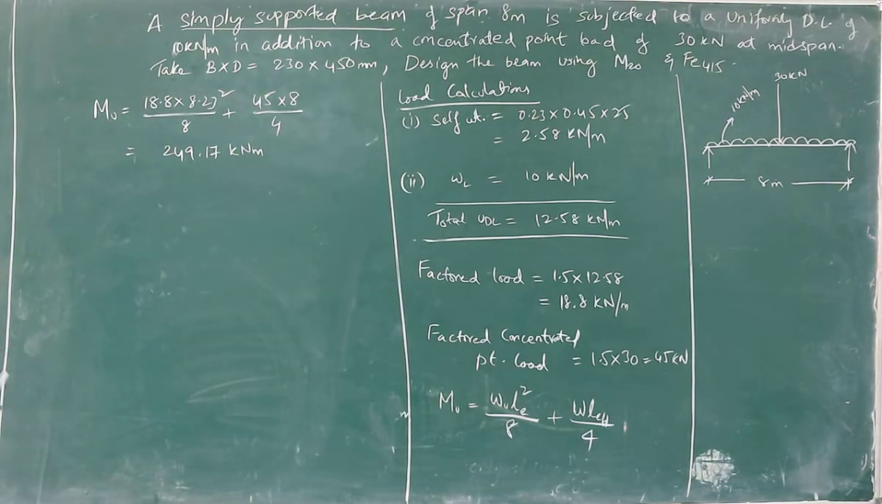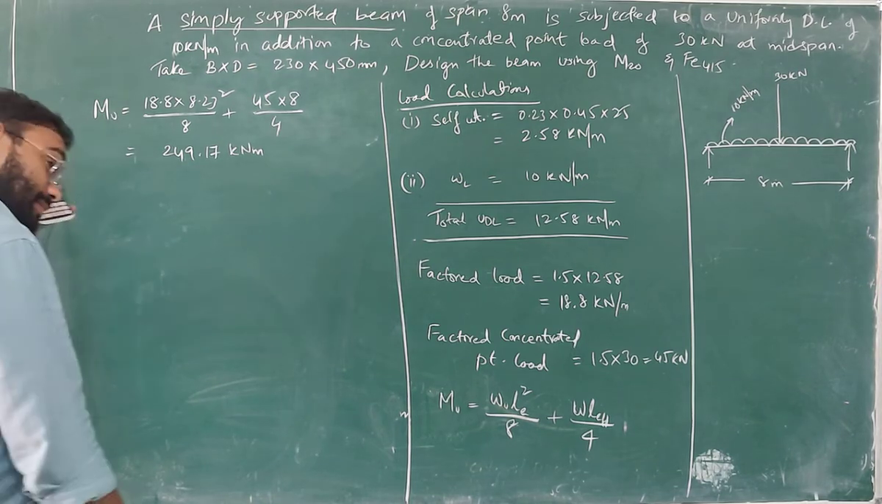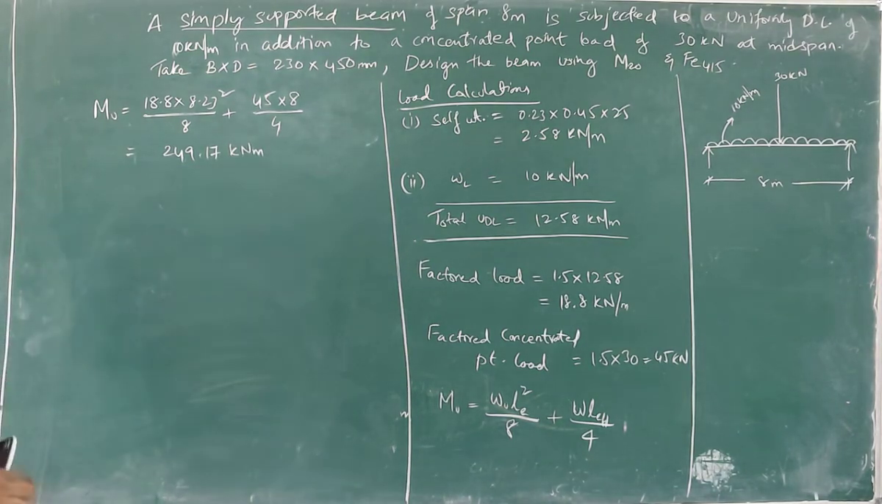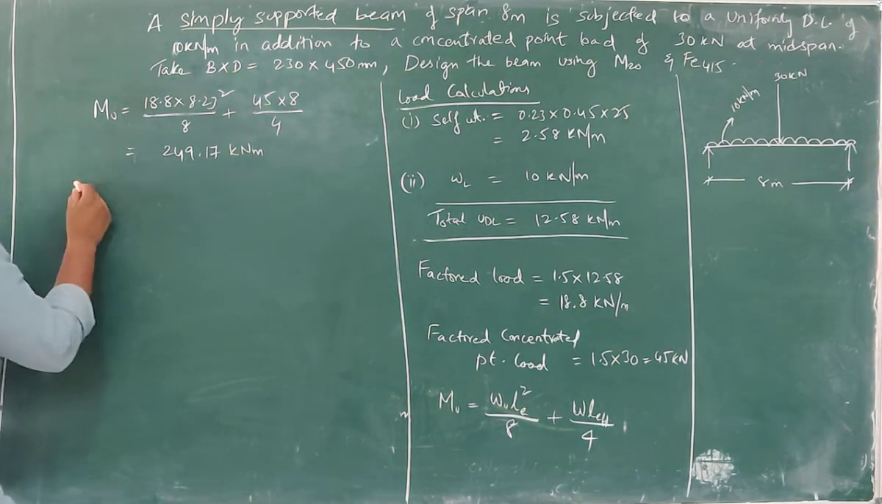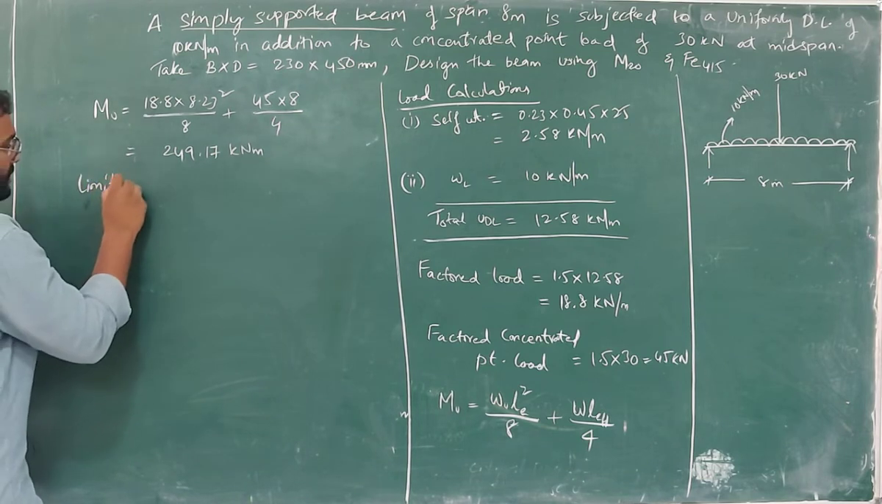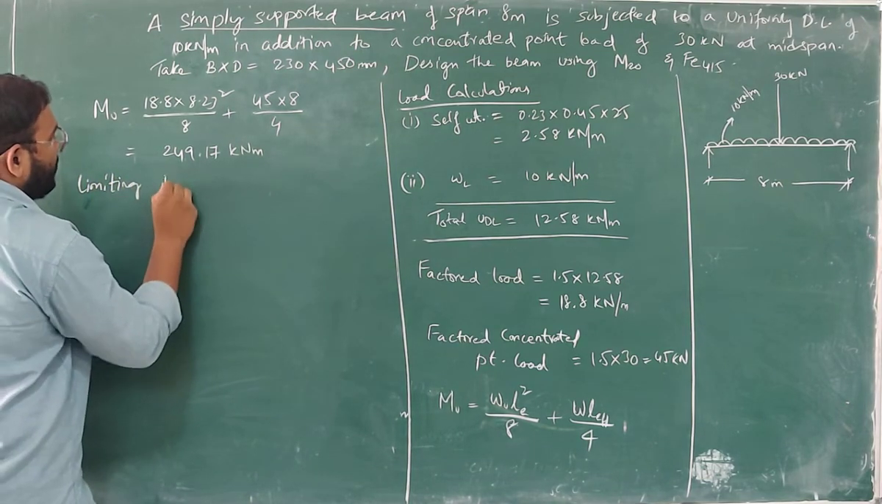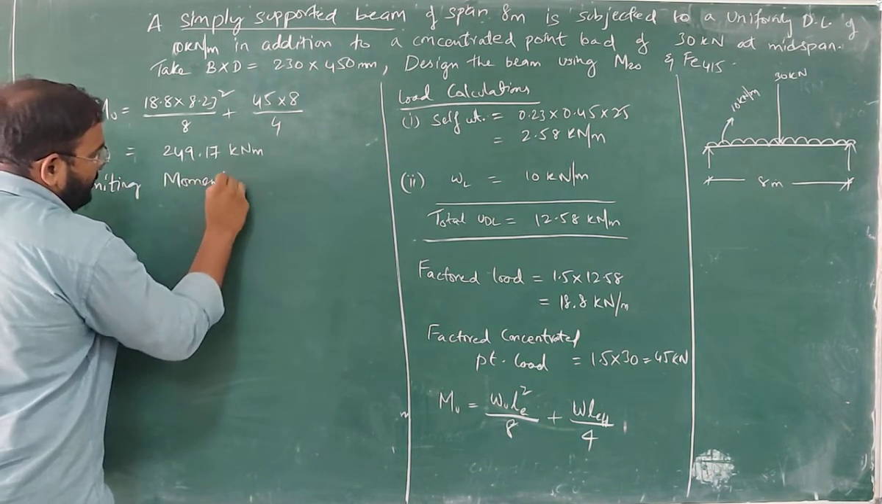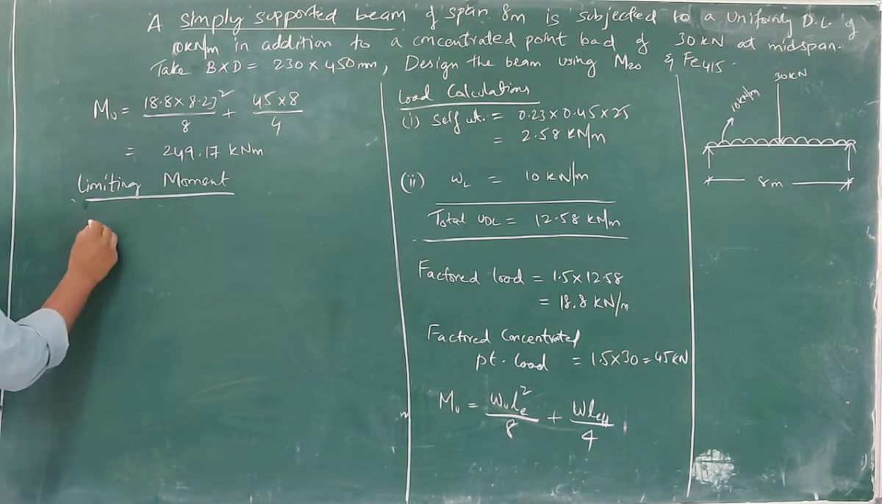249.17 kilonewton meter. Very huge bending moment. So next step is you need to calculate limiting moment. Using this limiting moment, you will justify whether the section is singly reinforced or doubly reinforced.